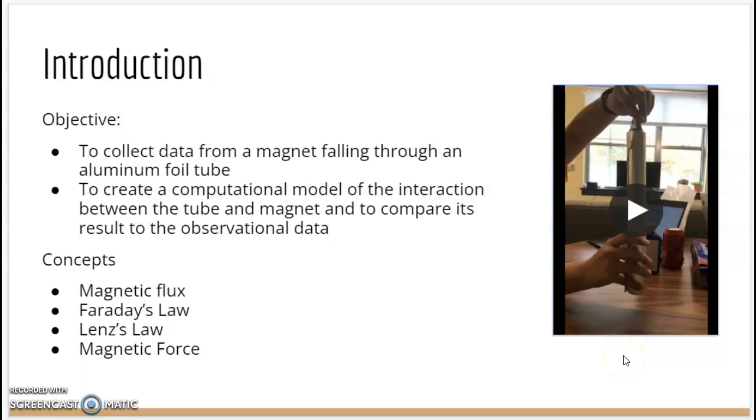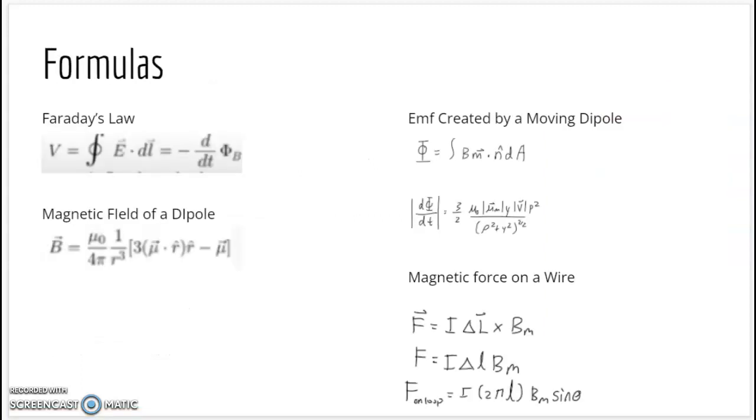And then I just played the video, but to your right was the video that we did during the experimental part. The formulas that we use include Faraday's law, the magnetic field of a dipole, the EMF created by a moving dipole, and the magnetic force on a wire.